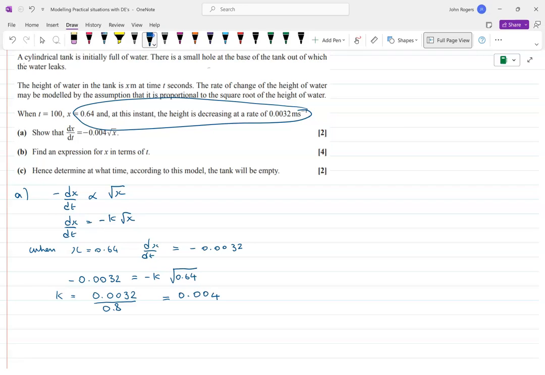So that gives me my equation: dx by dt is equal to minus 0.004 square root of x. As I mentioned, it wouldn't have mattered if I'd left the negative out here. I would have got k as negative in my equation. Some people might have done it that way. It's not really a right way of doing it, it amounts to the same thing. Okay.